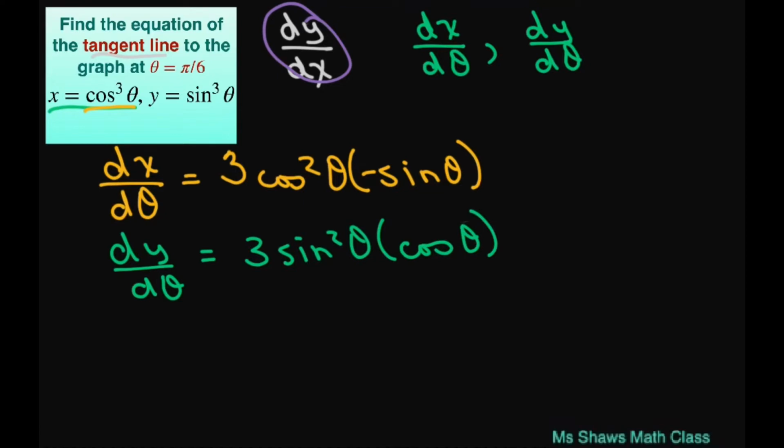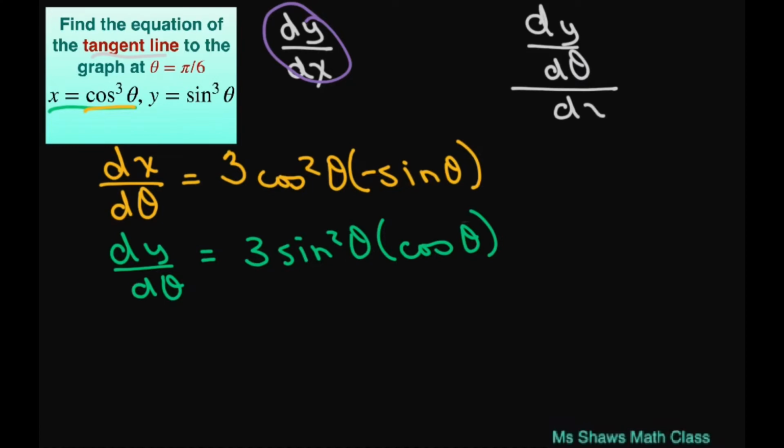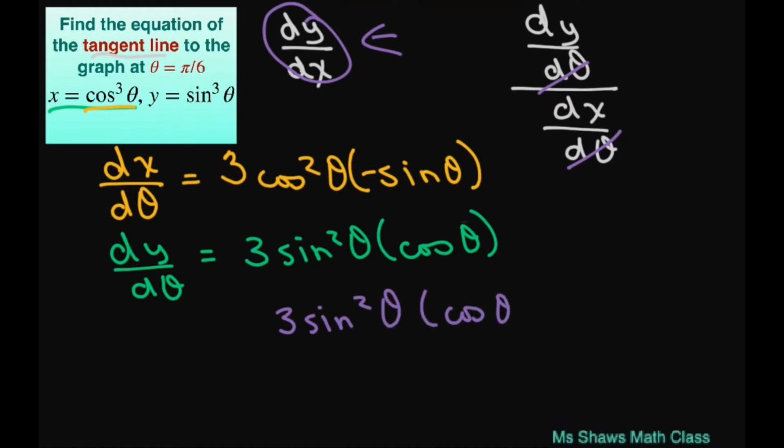All right, so basically, again, what we're doing is we're taking the derivative of y with respect to theta divided by the derivative of x with respect to theta, because these two would cancel out and we get this back. So we're just going to take our 3 sine squared of theta times cosine of theta divided by 3 cosine squared of theta times, I'll put the negative out front, sine of theta.